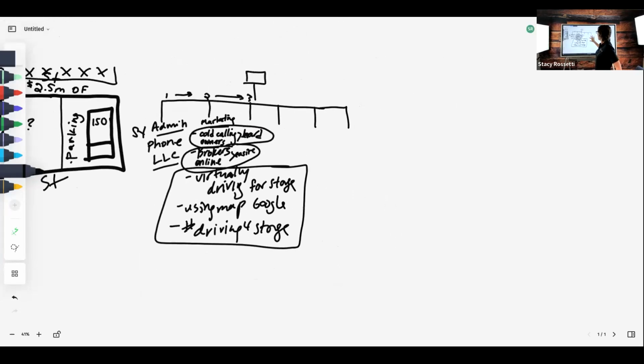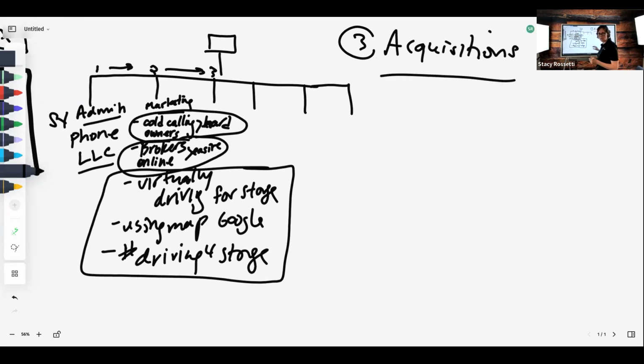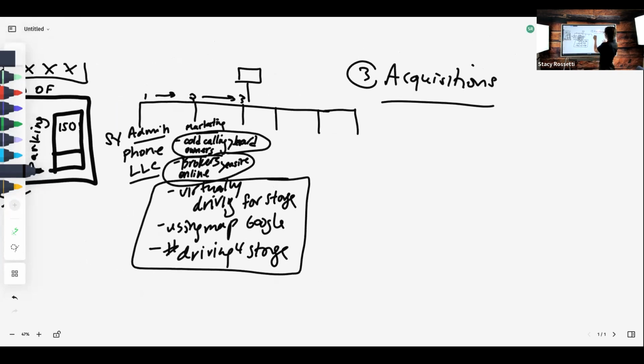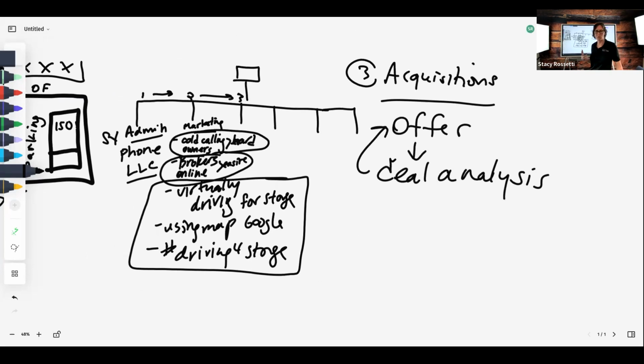Okay. All right, the third step, I'll just put it right here. So we're going to step 1, admin, step 2, marketing, and step 3 is acquisitions. And acquisitions is putting the offer in, making an offer, running the deal analysis and making an offer. You can't make an offer until you run the deal analysis, but that's really what acquisitions is.